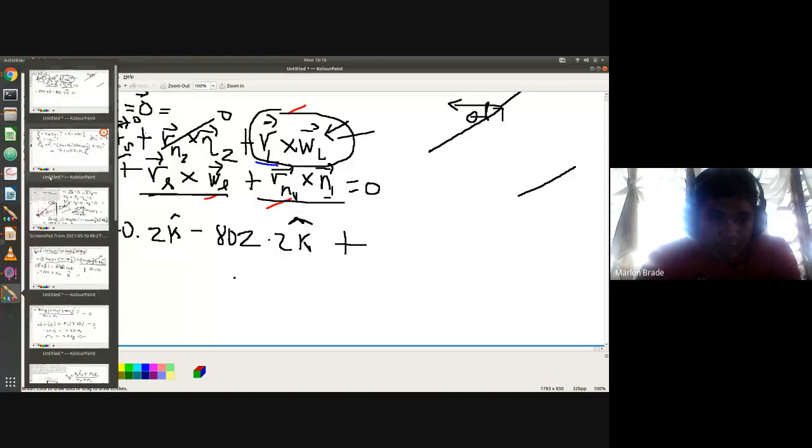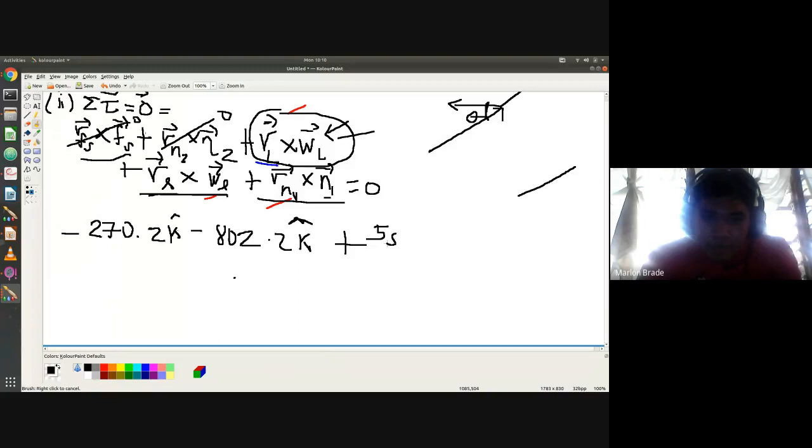So, dapat master mo vector ha. So, 5 sine 53.1 plus 5 sine 53.1. N1 direction is positive K hat. And this must be equal to 0 to retain the equilibrium. So, kung i-divide nako ang K hat both sides, mag-cancel out ang tanang K hat. So, mabilin ko og N1.